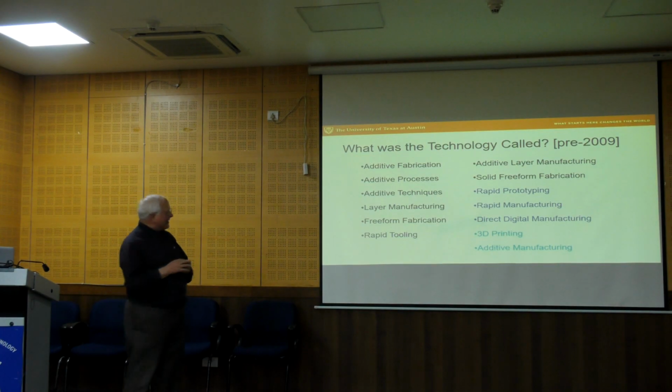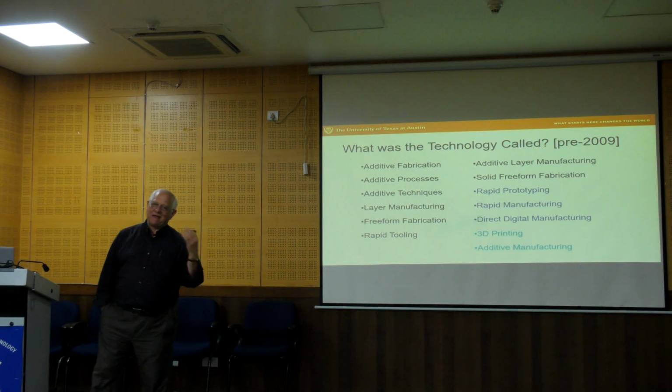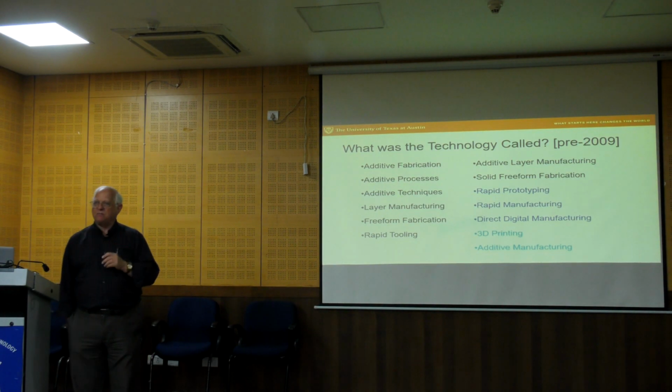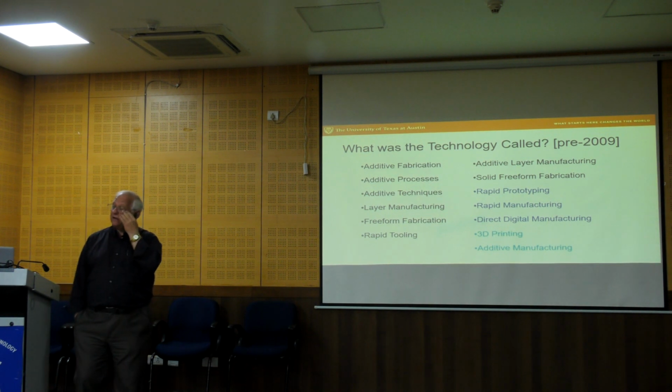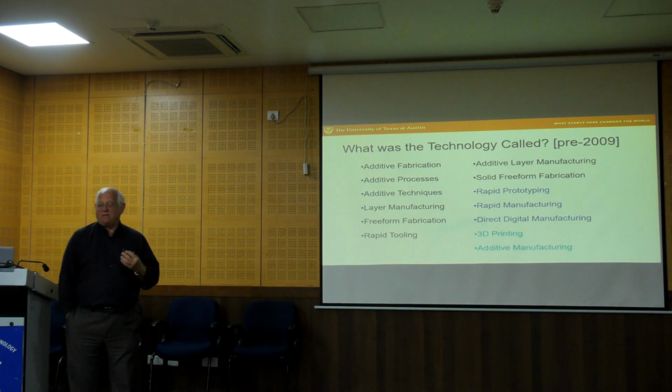You might ask the question, well, why did we pick 3D printing? It's a very common name. It turns out back in those days, 3D printing was the name of a process. It was invented at MIT, and it's what we call binder jetting today. But back then, we called it 3D printing. And so the crowd really didn't want to name all of this technology after a specific one.